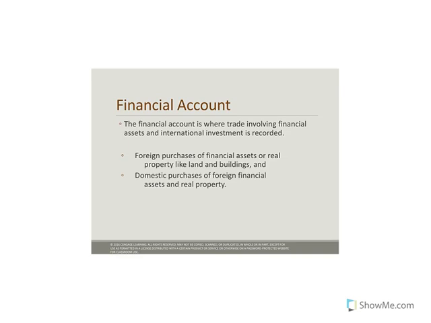Now, the account that has to balance out the current account, recall I stated, was the financial account. This is where trade involving financial assets and international investments are recorded. In other words, this is where we record how all of the payments are being made. We have a couple of examples here. Some examples would be foreign purchases of financial assets or real property, like land and buildings, or domestic purchases of foreign financial assets and real property. So we just record all of our trade involving financial assets here.